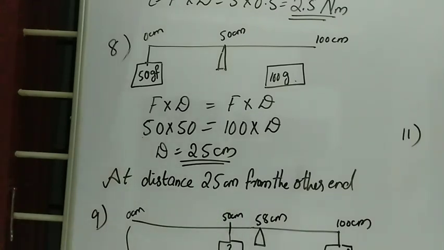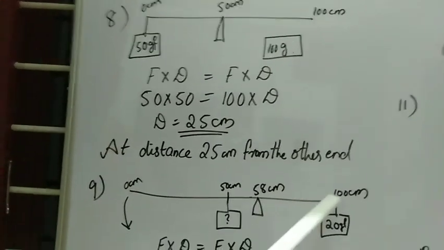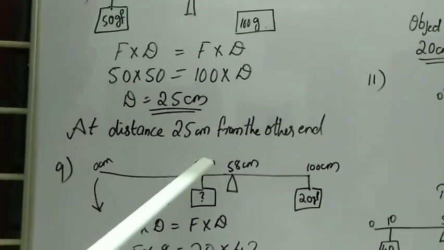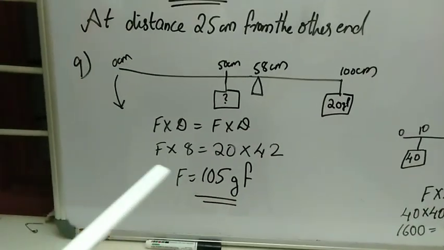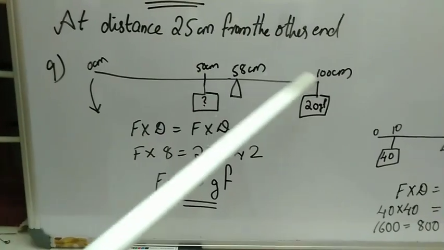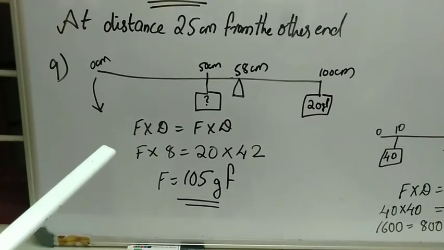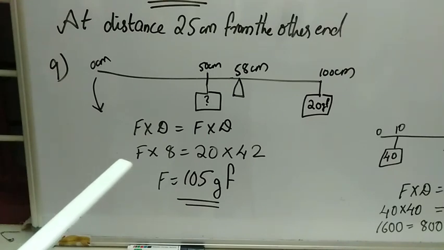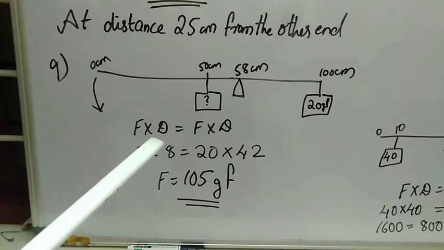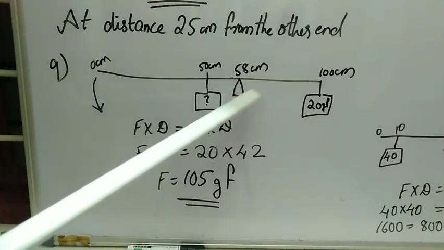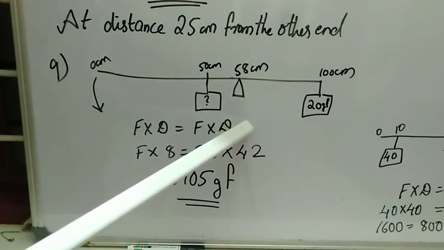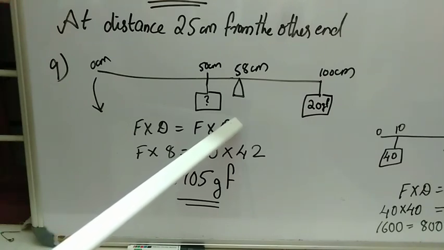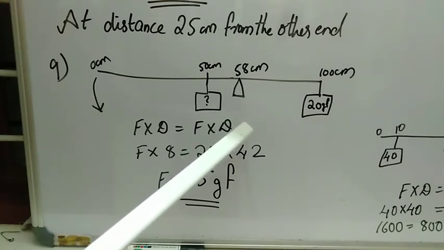Next, question number 9. Again a uniform meter ruler. If it is written uniform meter ruler, just draw a straight line, mark 0 centimeter, 50 centimeter, 100 centimeter. This is the basic structure. Here it is given, it is pivoted or balanced horizontally. The ruler balances horizontally on a knife edge. Another name for pivot is knife edge. Knife edge is placed at 58 centimeter. So here the ruler is balancing at 58 centimeter when a weight of 20 gram force is suspended from one end.